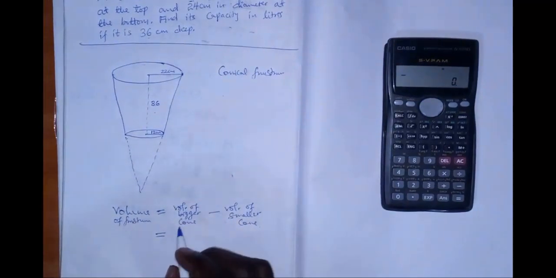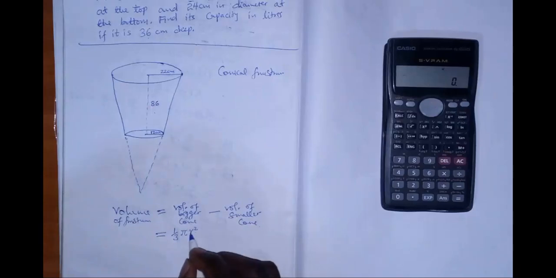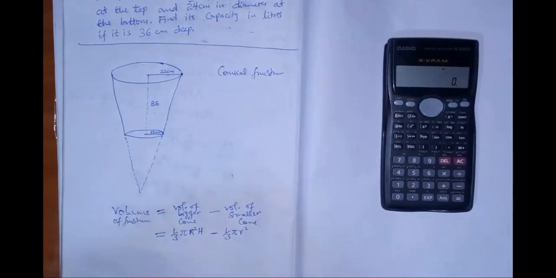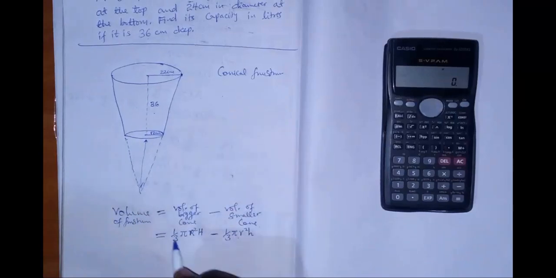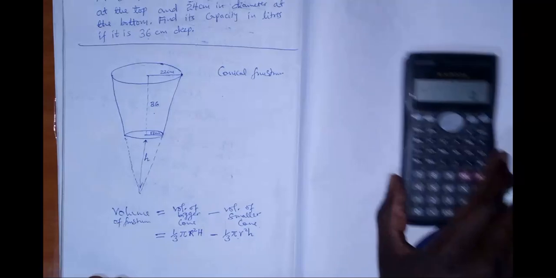And the volume of a cone is given by a third pi r squared h. So since it's the bigger one, capital R times capital H, then minus a third pi for the smaller cone, r squared h, so that is it. So we need to find this height here from which the frustum was made, call it h, and therefore we are going to use similarity and enlargement.